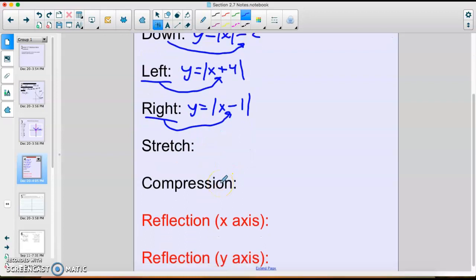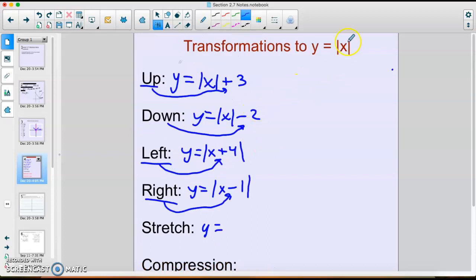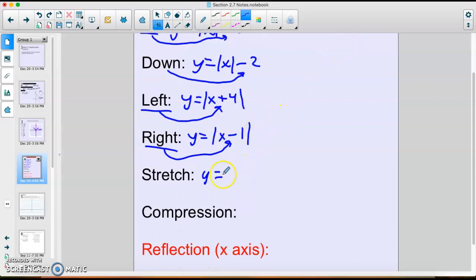All right, so if we wanted to stretch it, we want a number bigger than 1. Because right now, with our parent function, this is really 1 times absolute value of x, right? So if we want to stretch it, that means we want it to go up faster than it normally would. We're going to use any number bigger than 1 here. So we could use 5. It would go up really fast there.